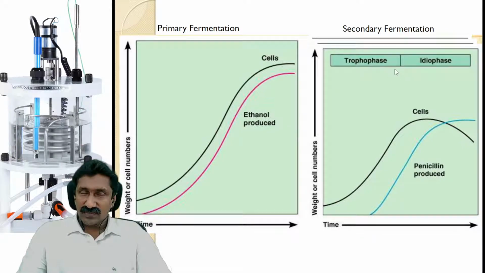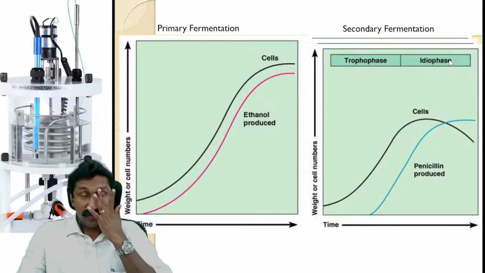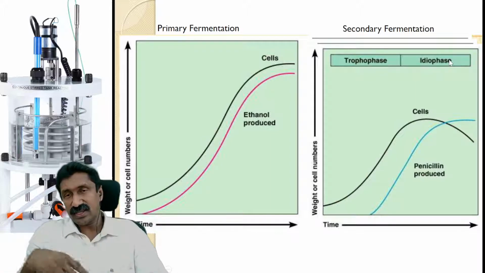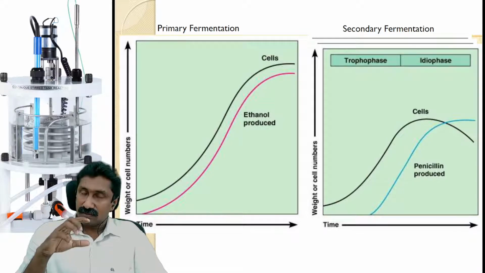In this graph, you can see that it is divided into trophophase and idiophase. The trophophase covers the lag phase and log phase, whereas the idiophase covers the stationary and subsequent decline phases. And the secondary metabolite production basically occurs in the idiophase.